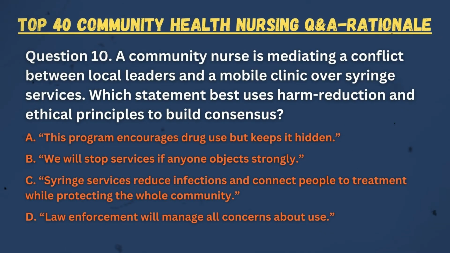Question 10. A community nurse is mediating a conflict between local leaders and a mobile clinic over syringe services. Which statement best uses harm reduction and ethical principles to build consensus? A. This program encourages drug use but keeps it hidden. B. We will stop services if anyone objects strongly. C. Syringe services reduce infections and connect people to treatment while protecting the whole community. D. Law enforcement will manage all concerns about use.